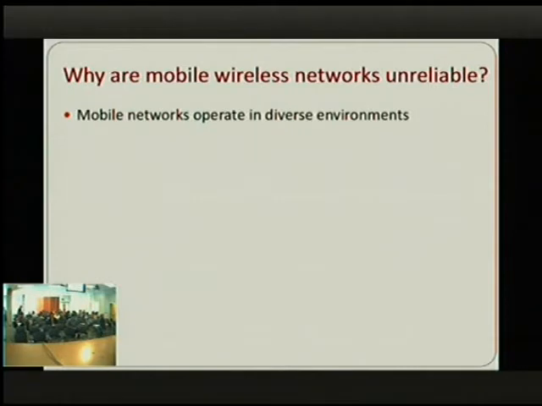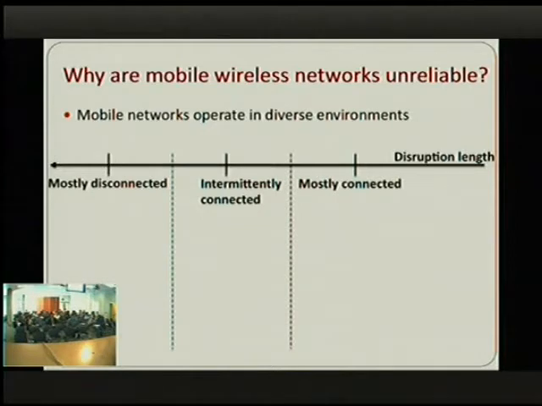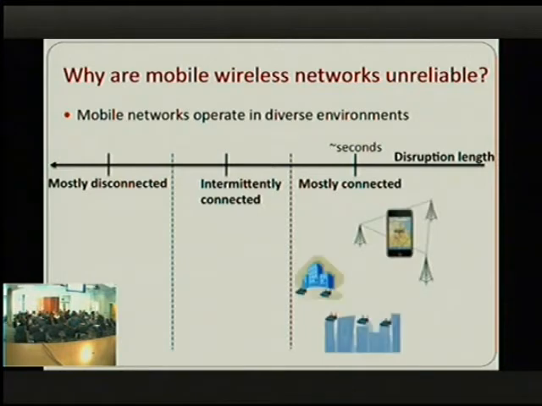So mobile wireless networks are unreliable. First of all, wireless networks themselves are much more unreliable than wired networks, but mobility adds to this problem. Now that you have mobility, networks start operating in diverse environments, from mostly connected networks to mostly disconnected. By mostly connected, I mean that the disruptions last a few seconds. You're almost always connected, but then you might be disrupted for a few seconds every now and then. For example, in cellular networks and Wi-Fi mesh networks.